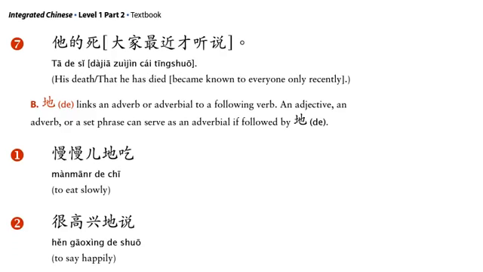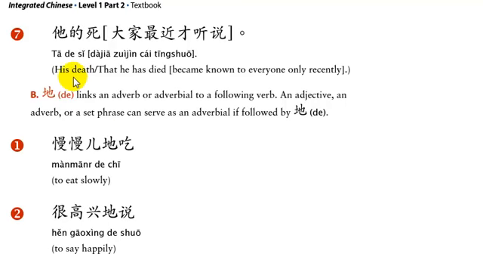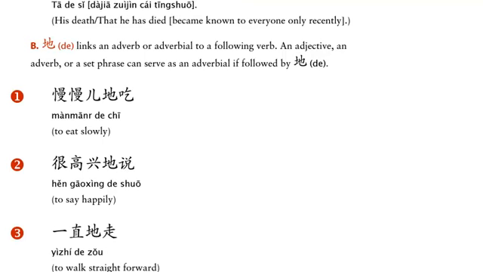Okay, here's another one. His death, or that he has died, became known to everyone only recently. His death became known to everyone only recently. So, 死, death, but whose death? 他的死, 大家最近才听说. Okay, his death. His death just became known. 他的死, 大家最近才听说. Okay.